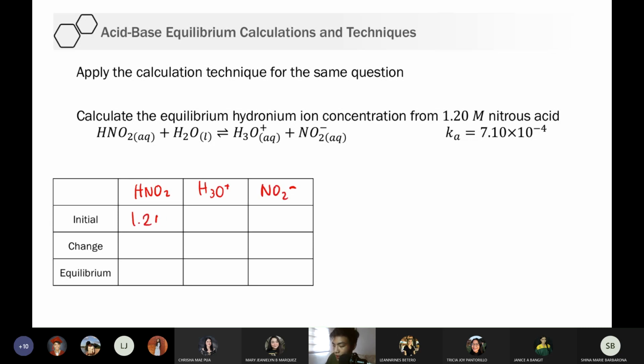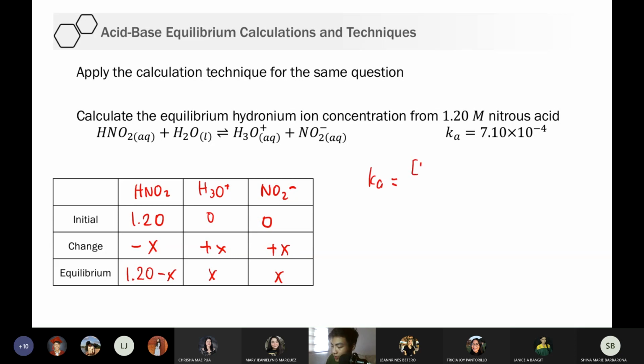So initially, we have 1.20 molar of nitrous acid, 0 for the products. This is negative x, positive x, positive x. We have 1.20 minus x, x, then another x. Now, still the same process like last time. Okay, then you write the K value.